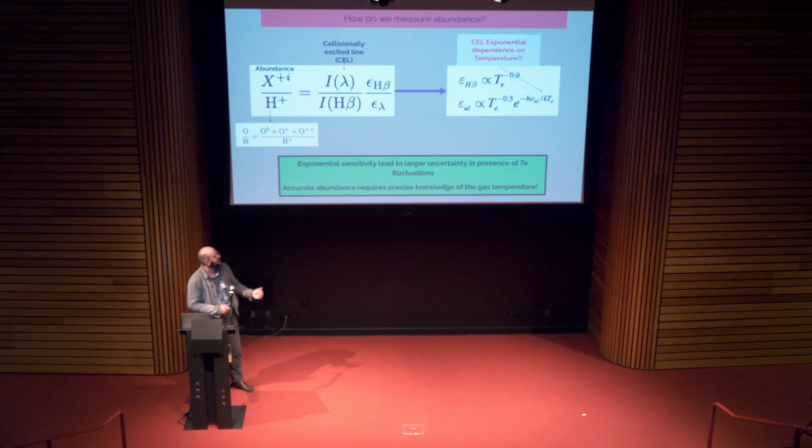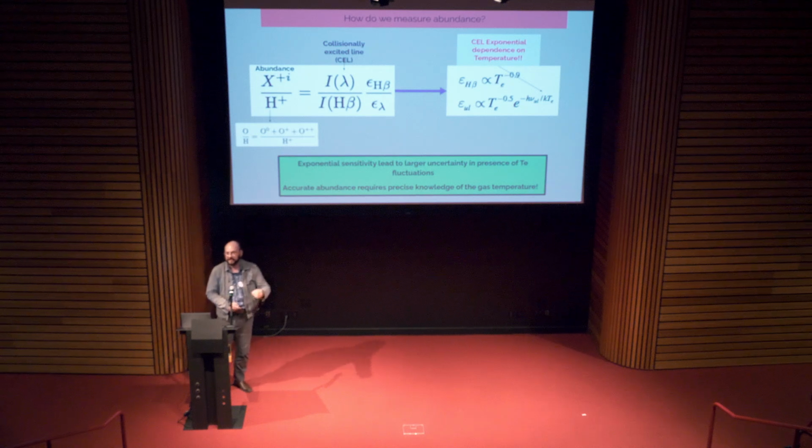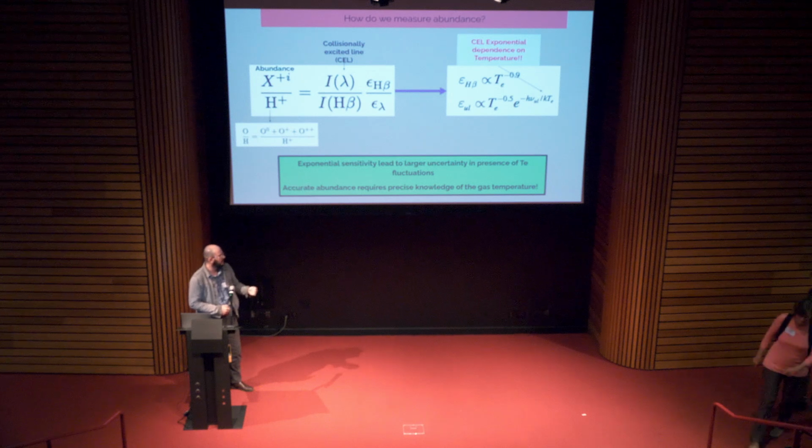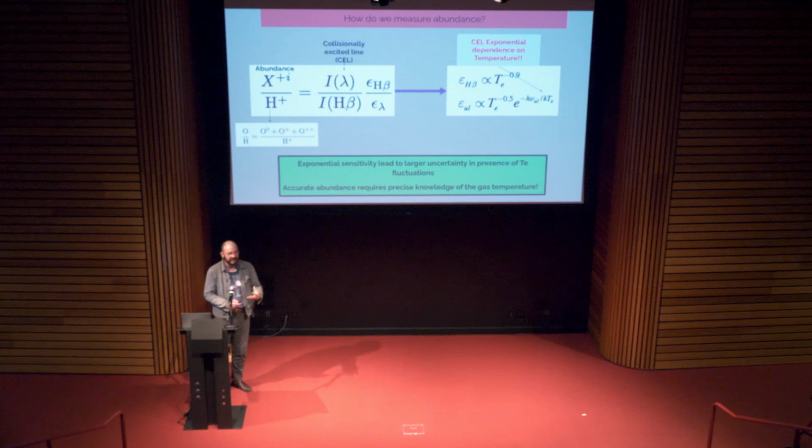Part of that recipe is the electron temperature. And one crucial difference between the recombination line and the collisionally excited line is their dependence on this electron temperature, with the collisionally excited line having an exponential dependence. What that exponential dependence means is that they're susceptible to temperature fluctuations. So they'll typically be biased towards the hottest gas. And so what this boils all down to is that to obtain an accurate abundance, you do have to have precise knowledge of the temperature.